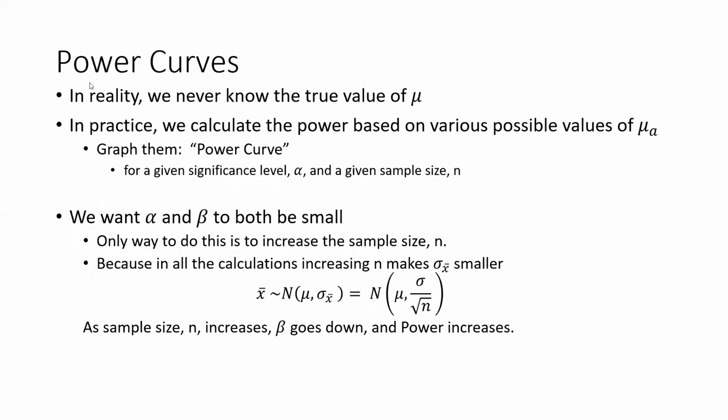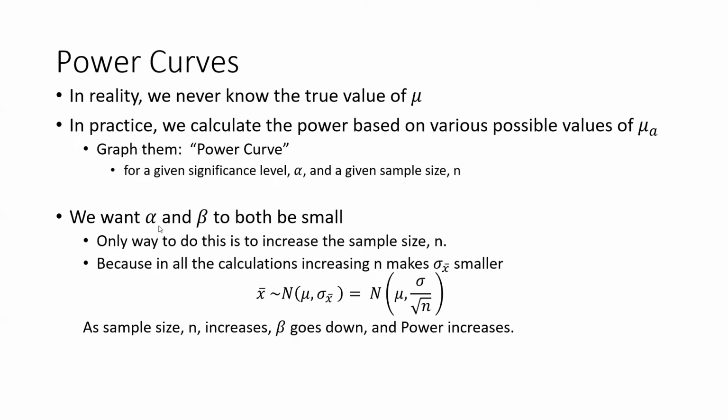So we're now going to get into the topic of power curves, because in reality, we never know the true value of mu. So in practice, what we do is we calculate the power based on various possible values of mu sub a. And then we graph them as the power curve. So for a given significance, we leave the alpha the same, and we leave the sample size n the same. What changes is the mu sub a, for which we calculate the power. And then for different values of mu sub a, we graph the power on the y-axis. And I'm going to do an example of that here in a second.